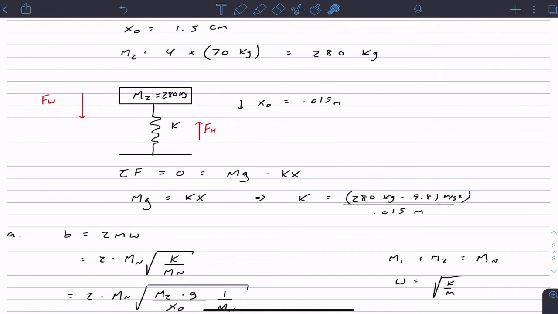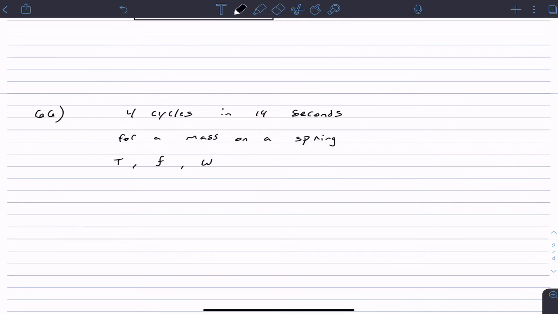Moving on. Number 66. Okay, so we are told that we have a mass on a spring, and it's undergoing simple harmonic motion. It completes 4 cycles in 14 seconds. We're asked to find the period, frequency, and angular frequency. So we want period, frequency, and angular frequency of the system.